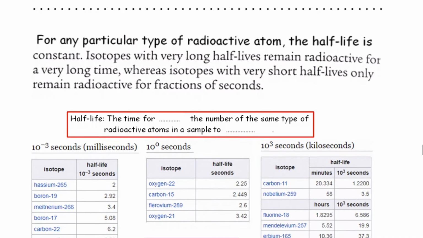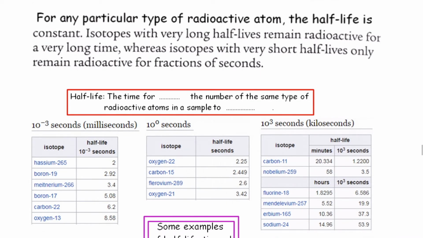Next, we're going to learn that different radioactive atoms have different half-lives. Isotopes with very long half-lives remain radioactive for a very long time, whereas isotopes with very short half-lives only remain radioactive for fractions of seconds. We looked at hydrogen and carbon a few moments ago and saw the same thing underneath here.